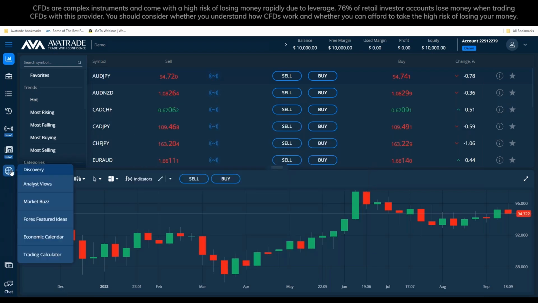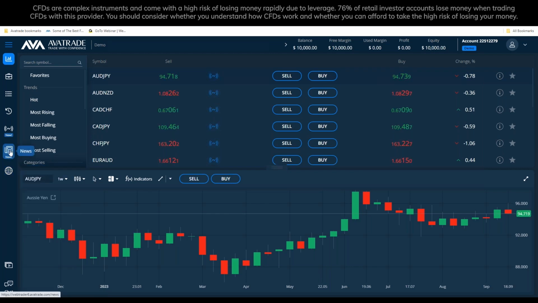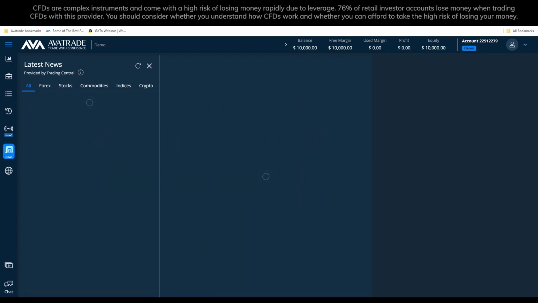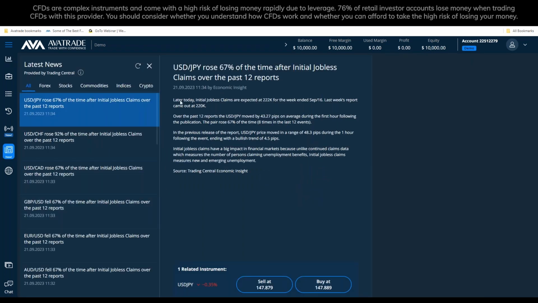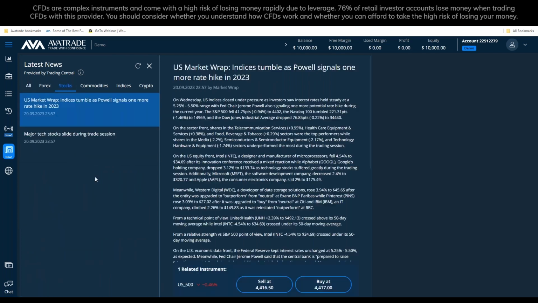There is the globe here with the economic calendar, and recently there is the news section. The news section is the fifth icon to the left. We have a few icons here. I'm going to click on the news. You see, there are several tabs for each category: Forex, stocks, commodities, indices, and crypto.